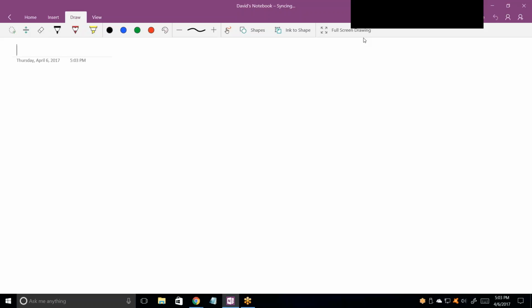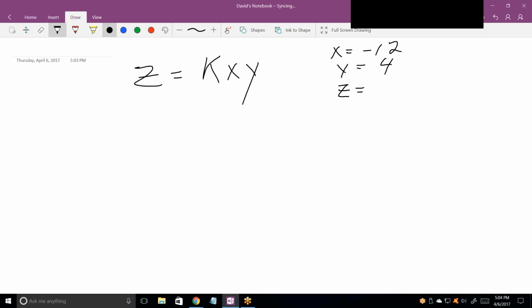40? Okay. Is 40 also on your assignment? Yes. What's the general equation for these 6 questions? z equals kxy. And again, they give us an x equal to -12, they give us a y equal to 4, and they give us a z equal to 2.